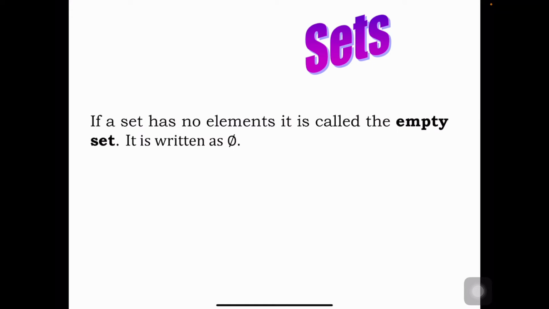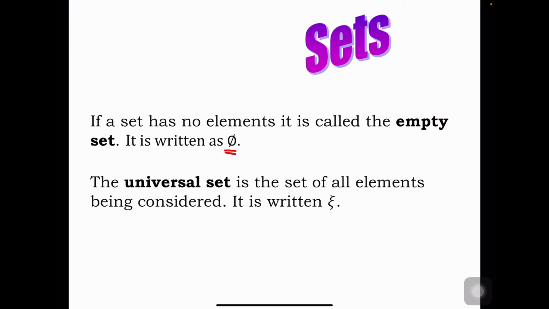If a set has no elements, it is called an empty set, and it's just written as this. The universal set is the set of all elements being considered, and it is written using this symbol.